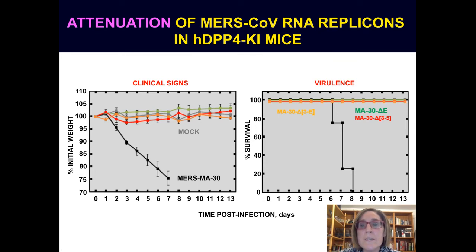The attenuation of MERS RNA replicons was evaluated in humanized mice. In contrast to the wild-type virus, please see the black line corresponding to the wild-type virus, which caused severe weight loss to the left and the death of all the animals to the right. With RNA replicons lacking either the E gene in green, the 4 accessory genes in red, or the 5 genes in orange, these mice did not show any clinical signs and all the animals survived, indicating that RNA replicons were attenuated in vivo.